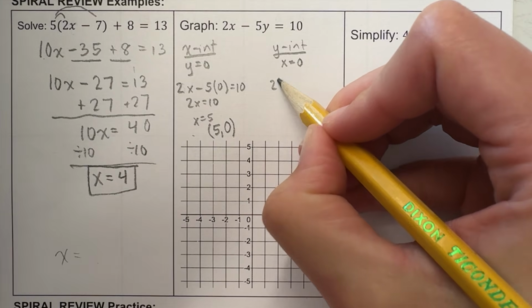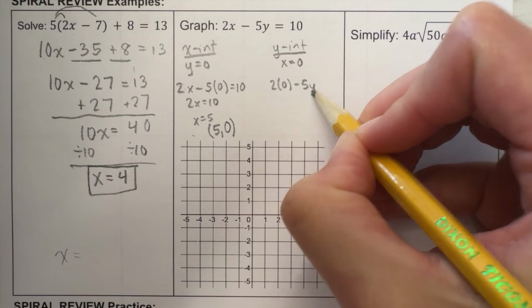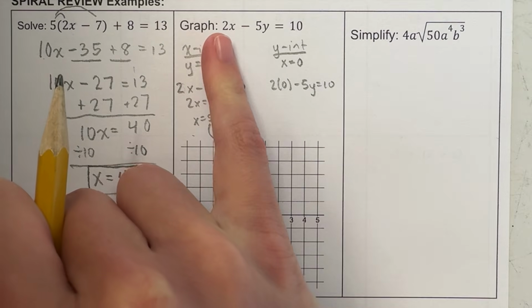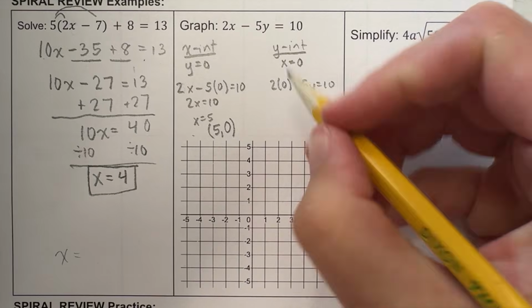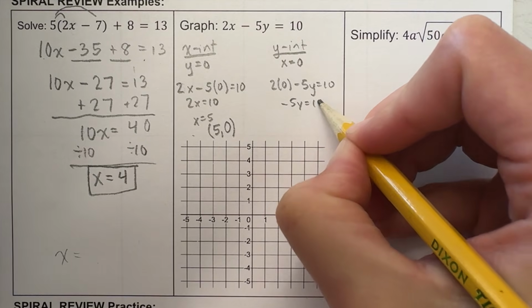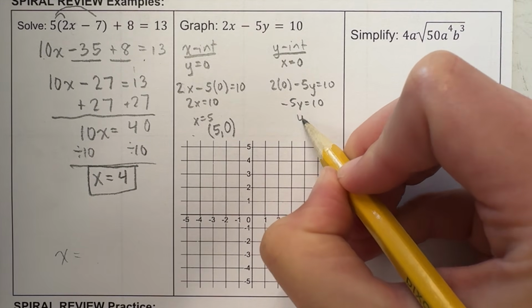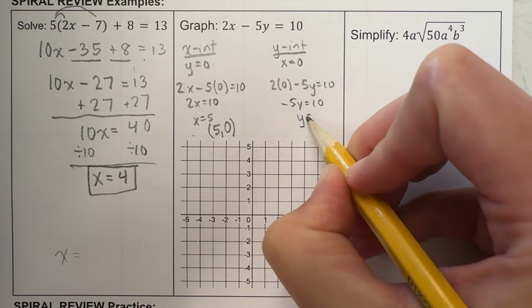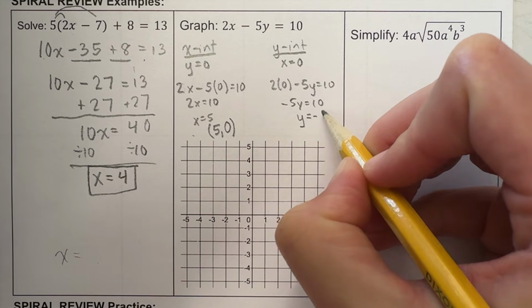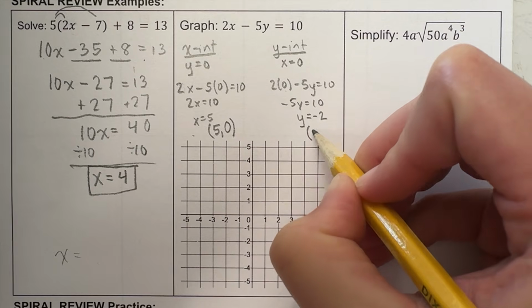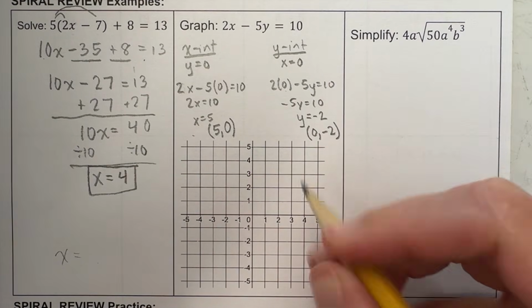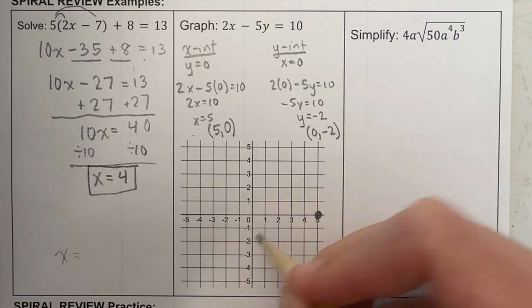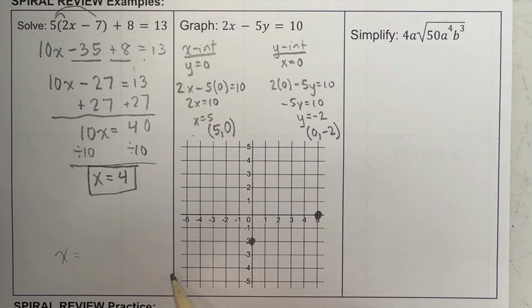Here, I'm going to do the same, but I'm going to plug in 0 for x. Again, the shortcut way to do it is, oh, I'm plugging in 0 for x. So this is negative 5y equals 10, right? That's the equation that I'm actually solving here. I would divide by negative 5 on both sides. Positive divided by negative is negative. 10 divided by 5 is 2. So when I plugged in 0 for x, my y value is negative 2. And then I just plot these 2 points. 5, 0 is right here. And 0, negative 2 is right here. And then I just sketch the line.